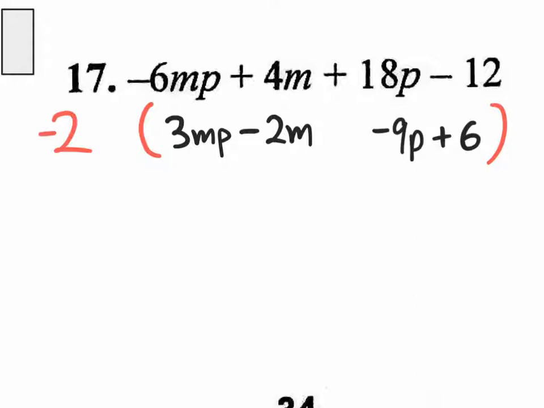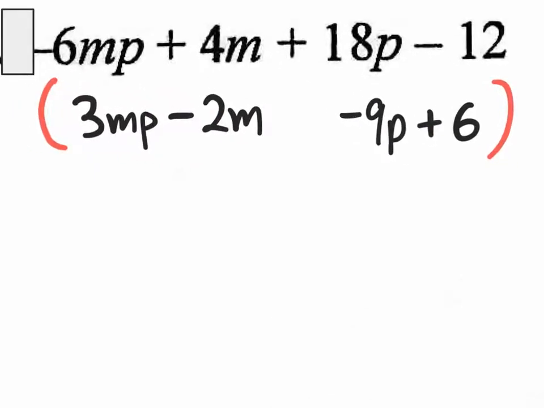On the inside of the parentheses, I have already separated them into 2 groups. So let's focus in on the inside of the parentheses. And in the first group, what could I pull out, if anything? What's the GCF of the first group? M. Okay. What would I have left if I pull out an M? A 3 and a P. And also the -2.